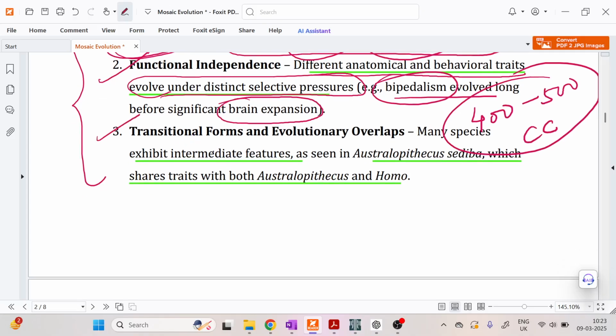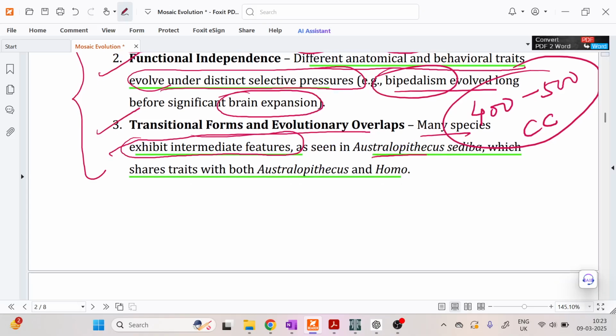Now the third principle, transitional forms and evolutionary overlaps. Many transitional fossils or intermediate species exhibit a mix of ancestral and derived features. It can be seen in Australopithecus sediba, which shares traits with both Australopithecus and Homo. So this is a transitional fossil, a transitional species, which combines the features of both Australopithecus and Homo sapiens.